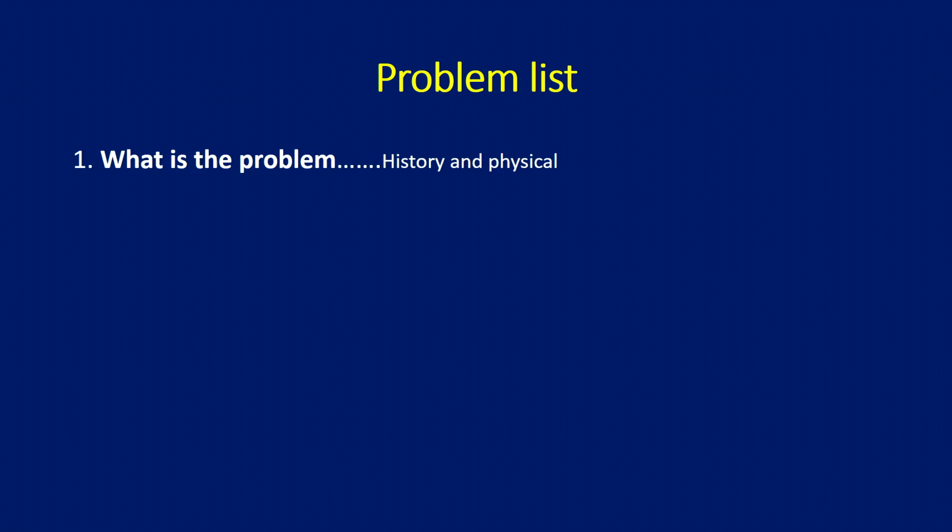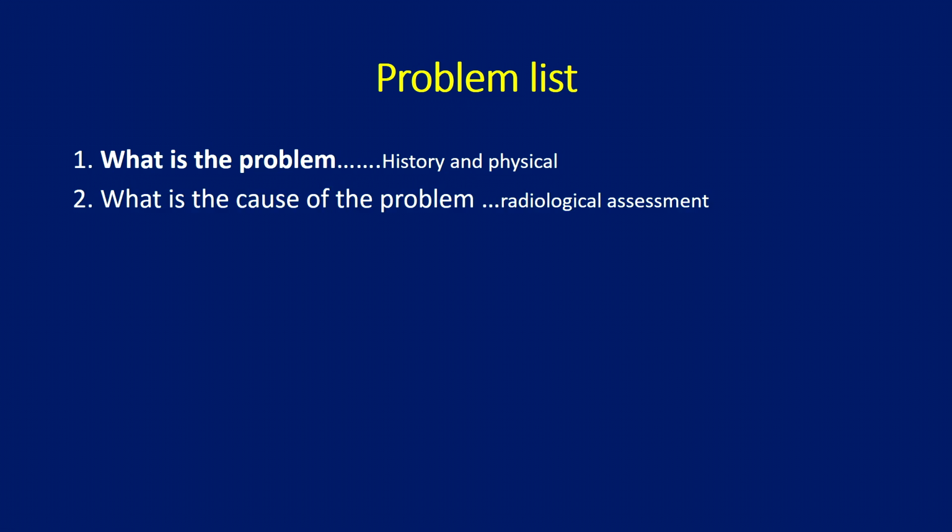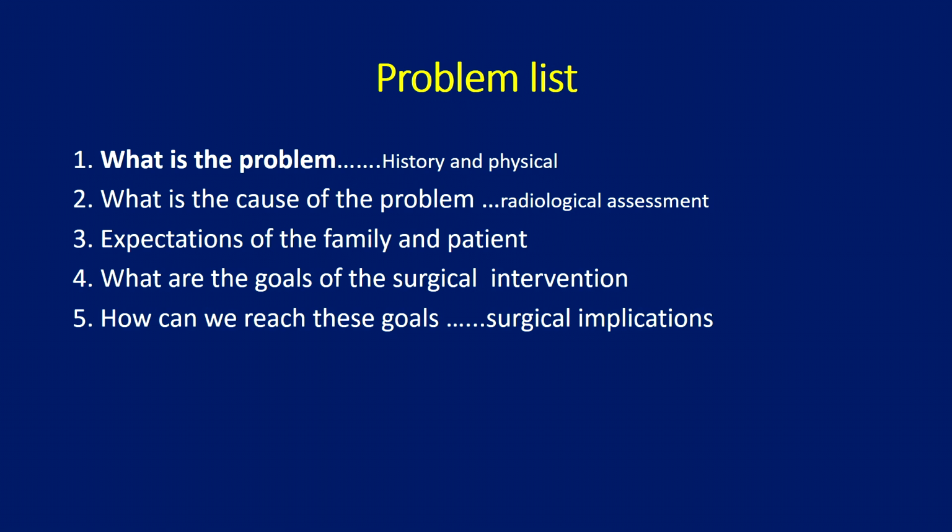So first thing, identify what is the problem, and that's by the history and physical. What is the cause of the problem? And that is a radiological assessment. And then what are the expectations of the patient and the family? What are the goals of the surgical intervention? Do they meet the expectations? Don't they meet the expectations? Are the expectations of the family simply out of reality or not? And once you have decided what the goal is based on the expectations, the problems, and history and physical, then how can we reach these goals? And here we'll talk about the surgical options.